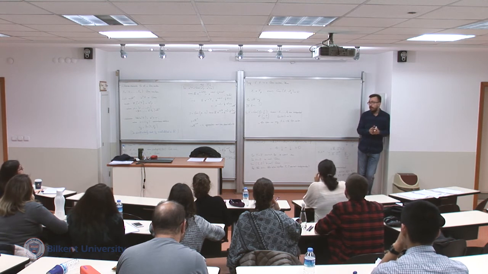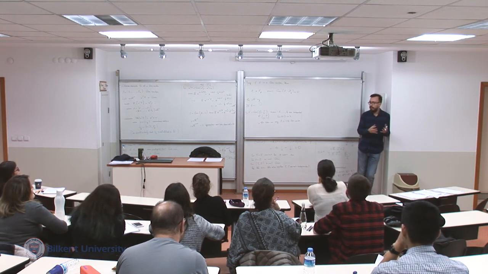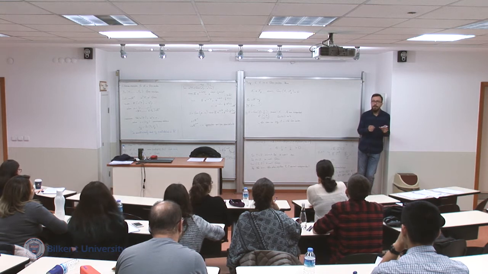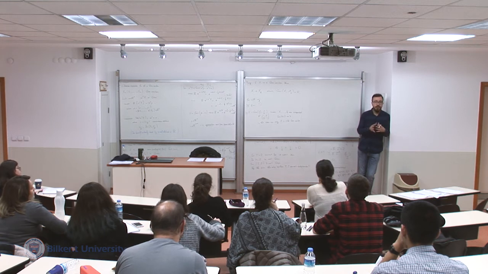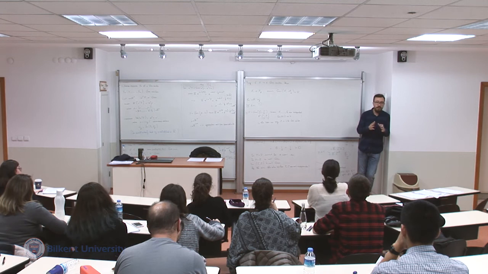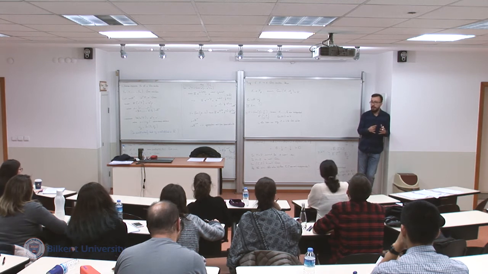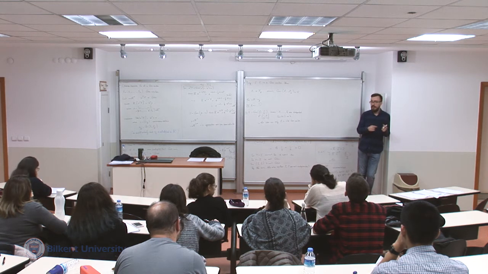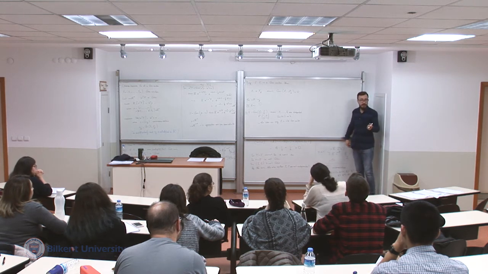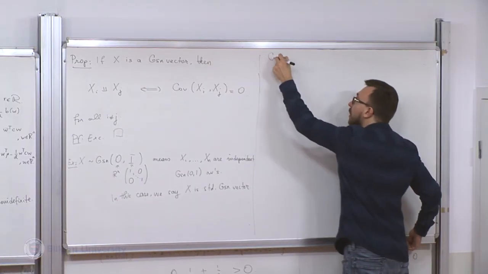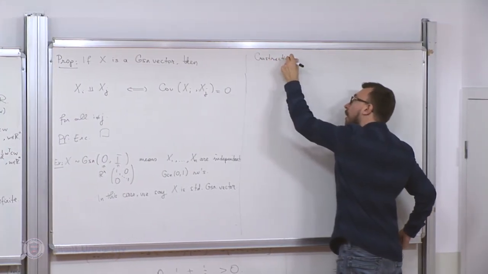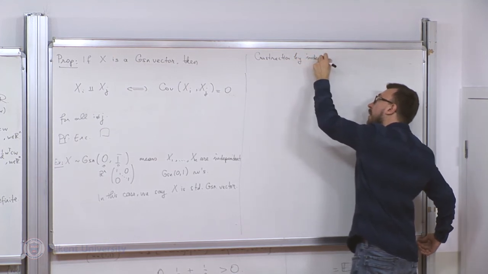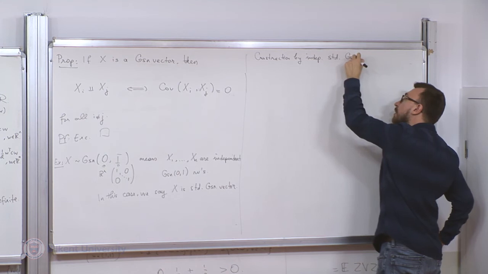So can we get some non-trivial Gaussian vector starting with independent Gaussians? Can we construct general Gaussian vectors with non-zero covariances and so on, just starting with independent standard Gaussians? Okay. The answer is yes, and I will start with an example to illustrate this. Okay. So, construction by independent standard Gaussians.